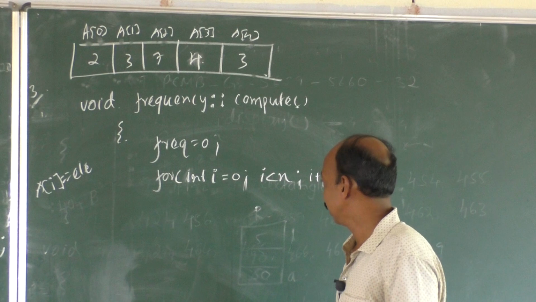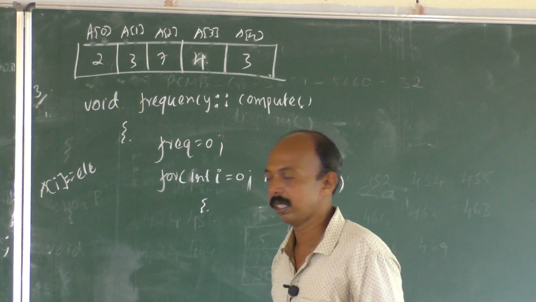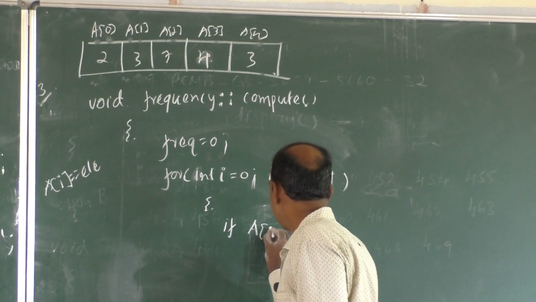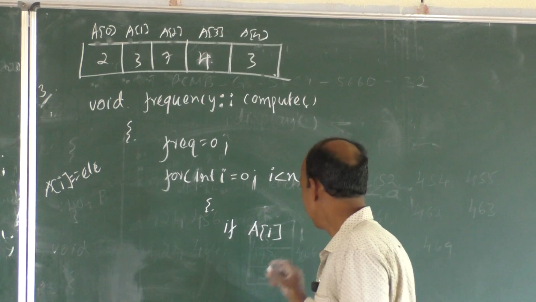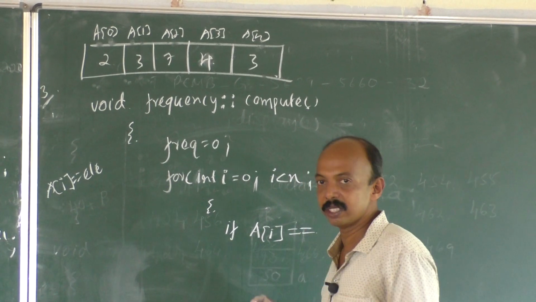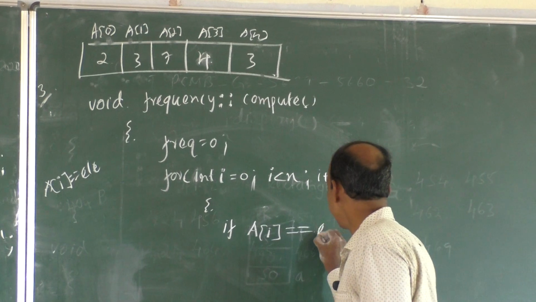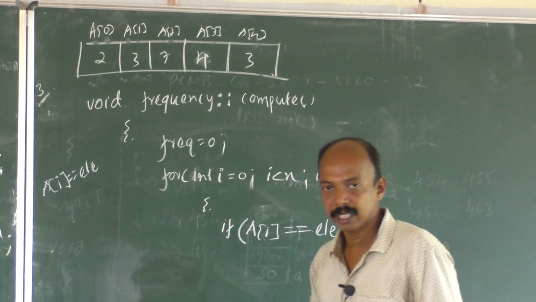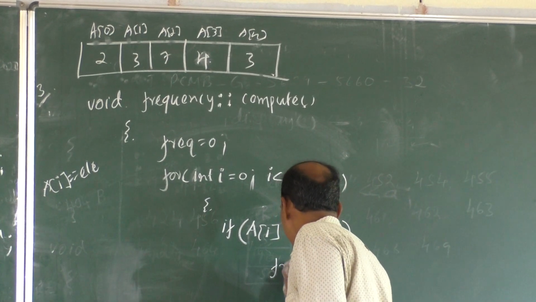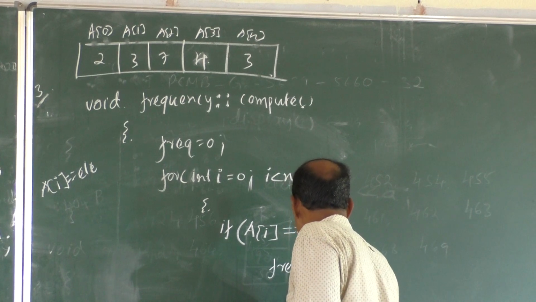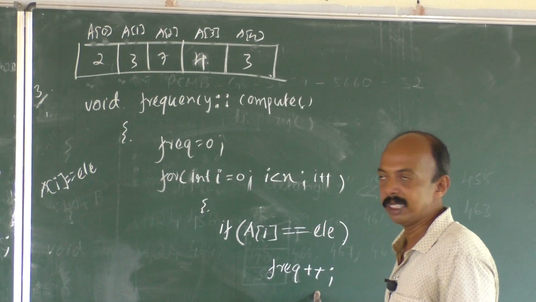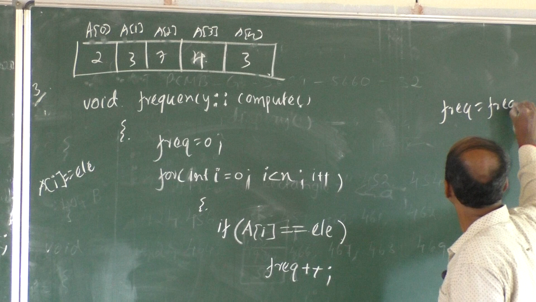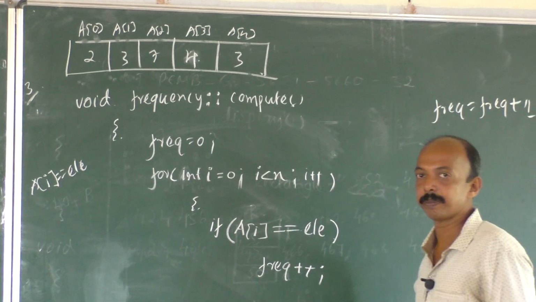So what is the comparison? If A of I square bracket is equal to, that is double equal, it's not single equal, for what? ELE. If A of I is equal to ELE, what should be done? Frequency has to be incremented. Frequency plus plus. What is the meaning of frequency plus plus? Meaning is frequency is equal to frequency plus 1. That's all.